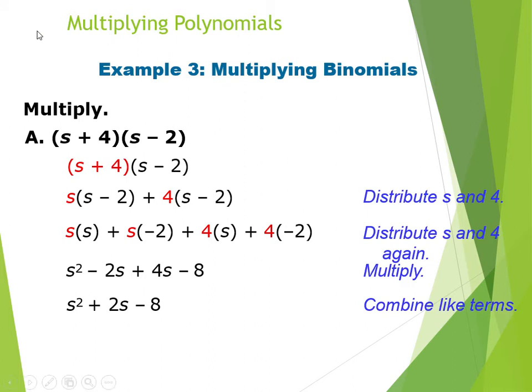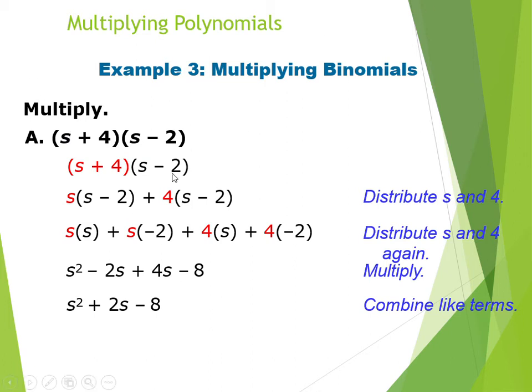Okay, so again, we are still in multiplying binomials. So you have here the given s plus 4, okay, and s minus 2. Okay, the first thing to do is multiply this one, FOIL method first. What are our first terms? The s times s, okay?